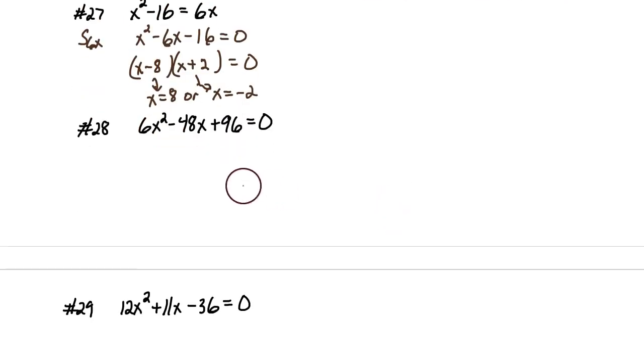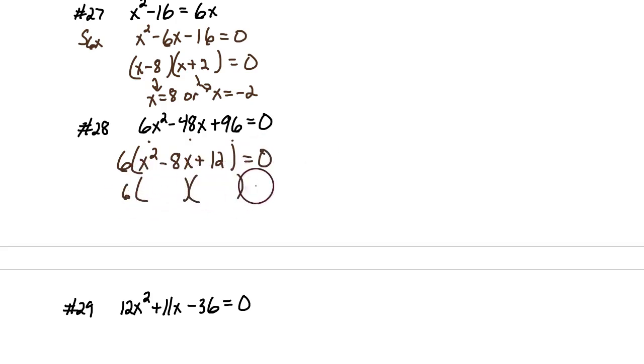Number 28, let's use the same technique. On the left side, they all divide by 6, so we can factor out a 6. Now factor the trinomial using FOIL. Two numbers that multiply to 12 and they add up to negative 8. How about a negative 6 and a negative 2? Now take each variable factor and set it equal to 0 and solve. From the first one, we'll find out that x equals 6, and from this one, we will find out that x equals 2.